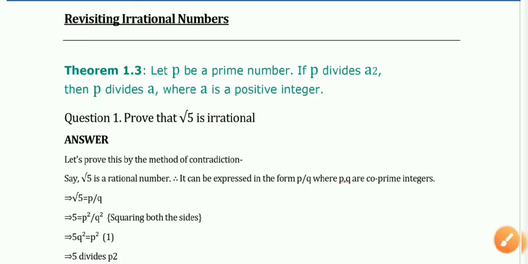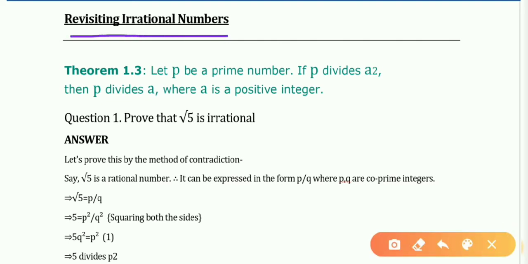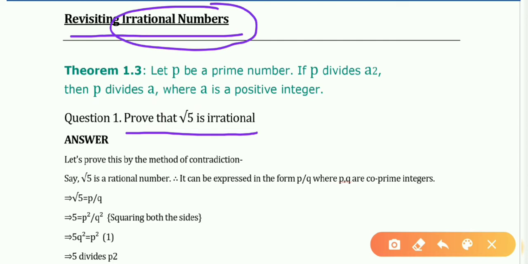Hello dear students, today I am going to take up a very important concept from class 10, revisiting irrational numbers, and also going to prove that root 5 is irrational. Students, in class 9 you were introduced to irrational numbers and many of their properties. You also studied their existence and how rational and irrational numbers together make up the real numbers. So let's start with the basic concepts of rational and irrational numbers.